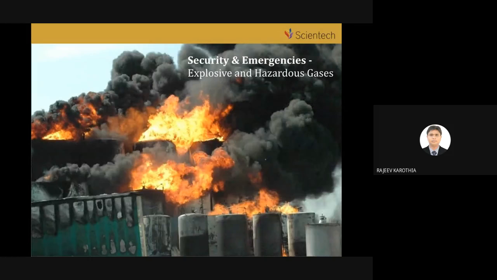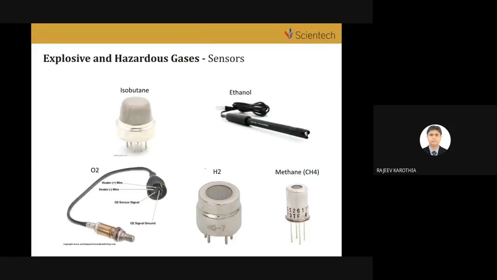Some applications are relevant with security emergency in terms of explosive and hazardous gas measurements. That is basically for the industry segment, where different explosive gases cause problems, so we can have some sensors for that also, like isobutane sensor you can use, ethanol sensors are there, CO2, H2, methane. So with this you can make some application for monitoring these explosive gases.